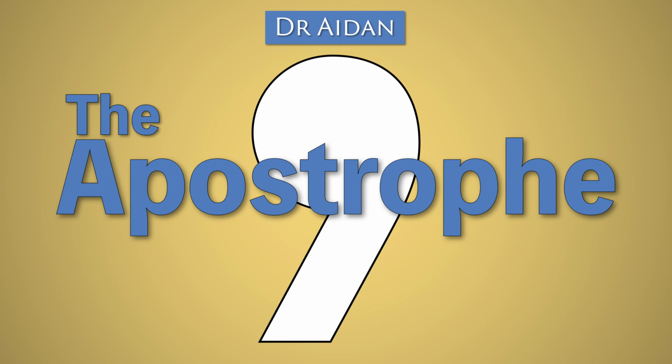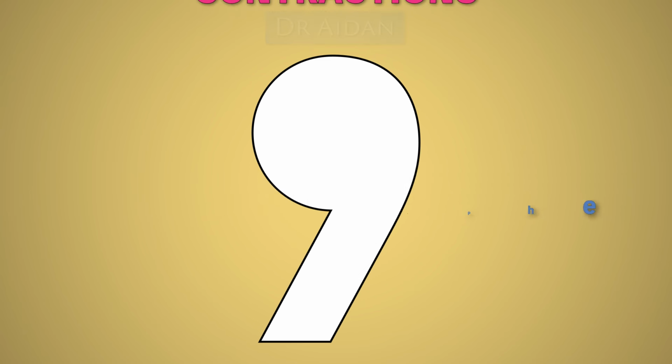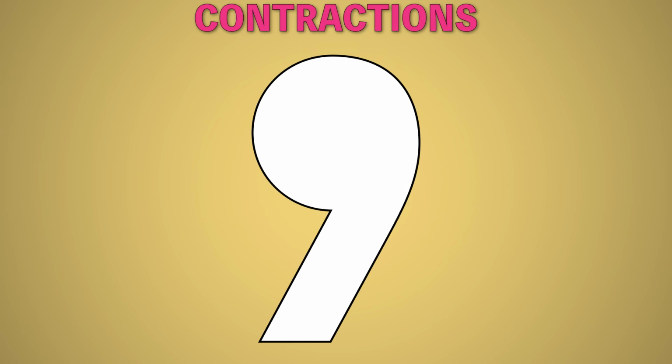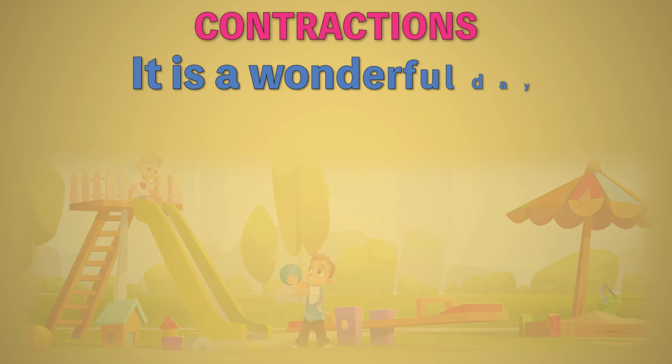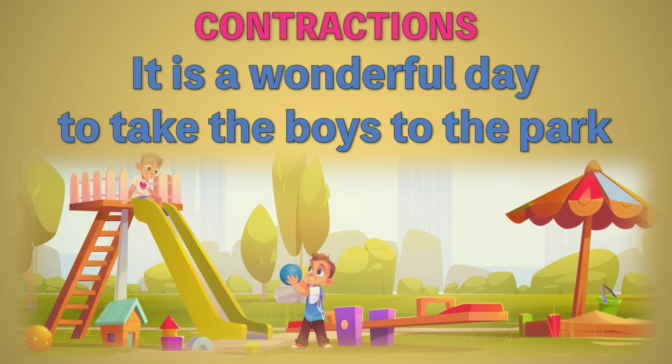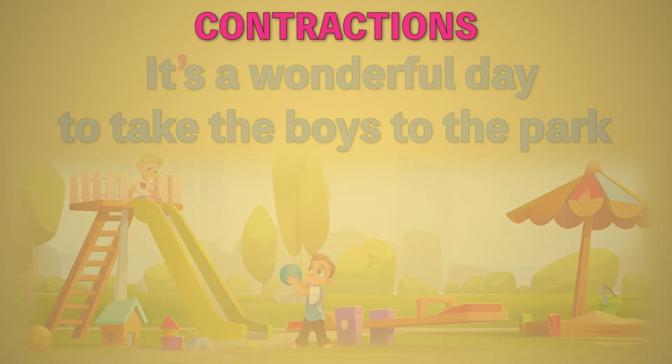The apostrophe is something that can be confusing, but it has two main uses. Use number one is to indicate contractions. This is where the apostrophe is used to indicate that some letters have been omitted from a word. So, "it is a wonderful day to take the boys to the park" becomes "it's a wonderful day to take the boys to the park."